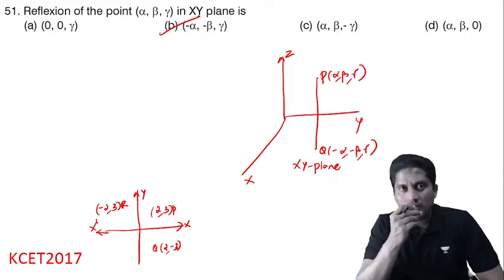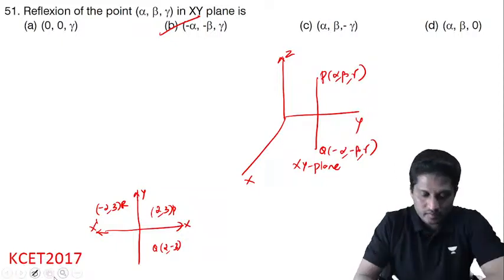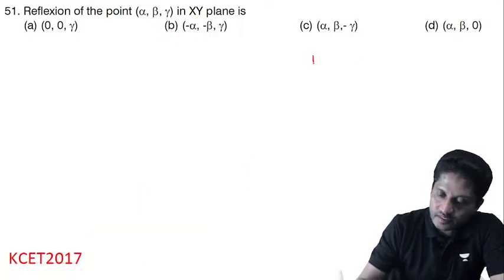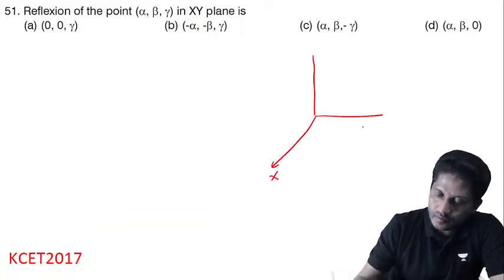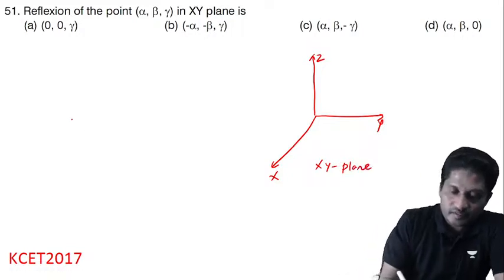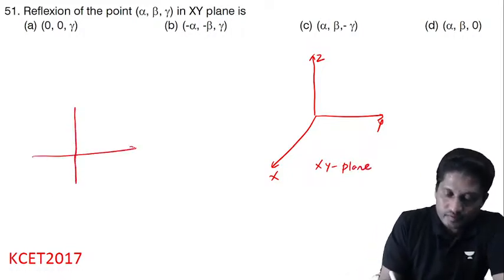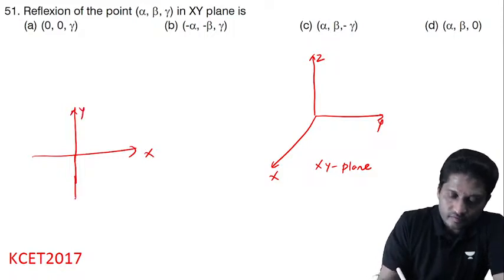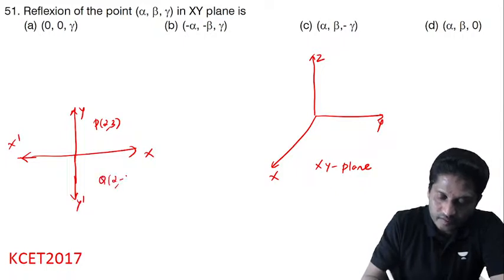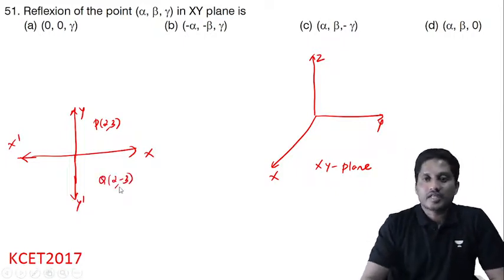Alpha, beta, gamma in xy plane. By one minute, suppose if I take x-axis, y-axis and z-axis. Okay, this is xy plane, right? This is xy plane. Suppose this is the point. X, this is y, right? This is x dash, y dash. Let me take this point as 2 comma 3. Image of this with respect to x-axis will be 2 comma minus 3. Y will change, right?